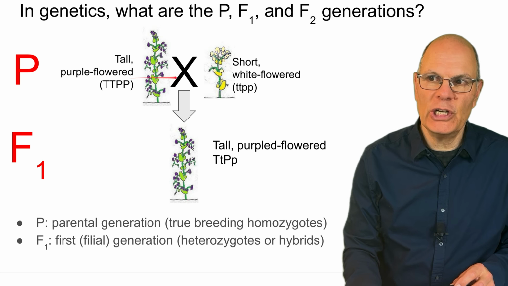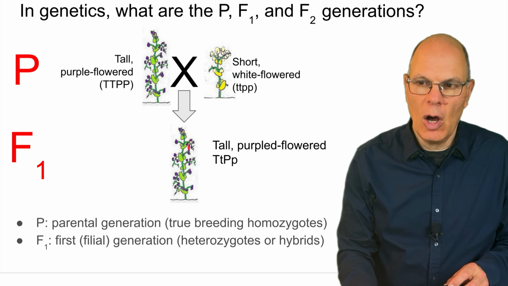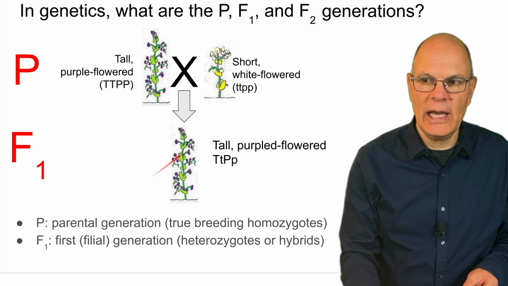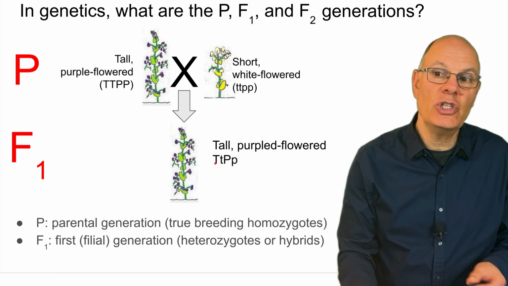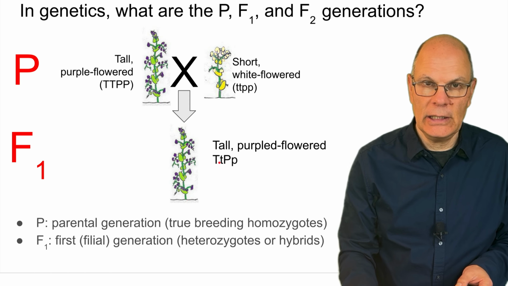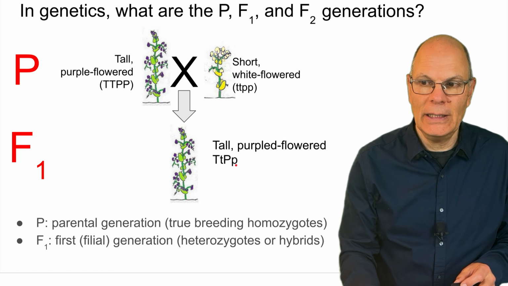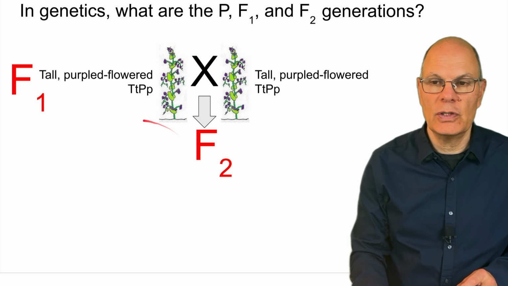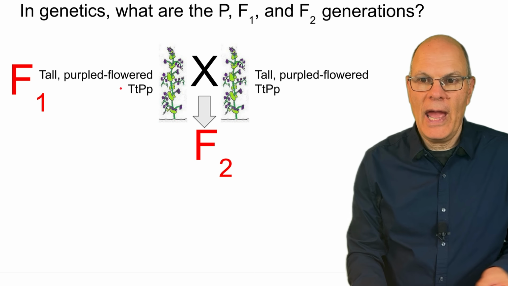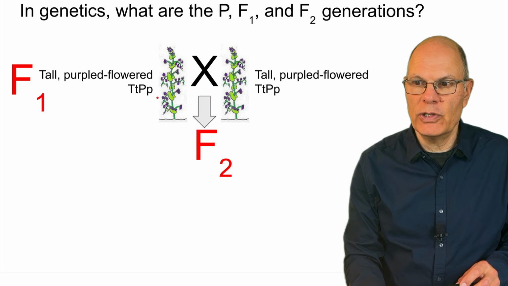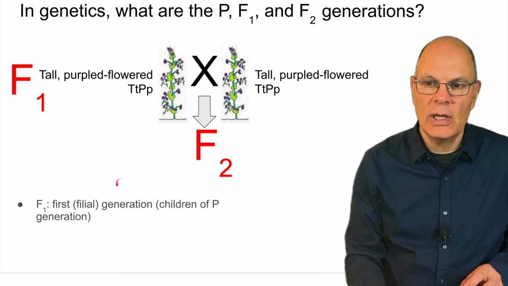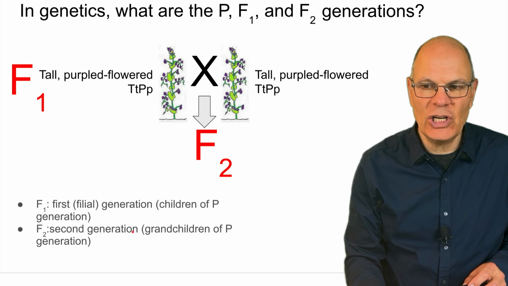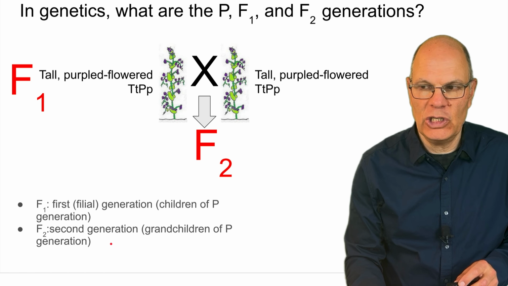When you breed the P generation together, those offspring are called F1s. It's the first filial generation. And in this case, they're heterozygotes. They're double heterozygotes because they're big T, little t, that's a heterozygote, and big P, little p. So double heterozygotes. Now, let's go from the F1s to the F2s. You breed together the F1 generation, these double heterozygotes, and you get the F2s. So the F1, that's the first filial generation, and the F2, it's the second generation. It's the grandchildren of the P generation.